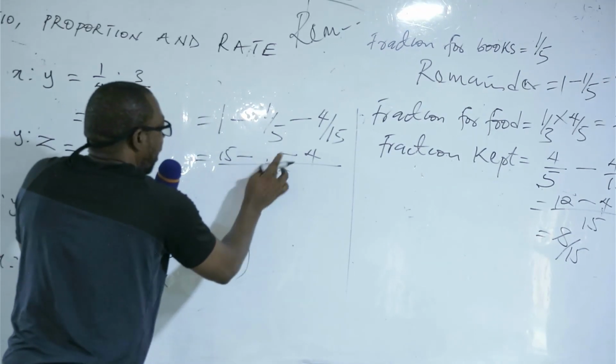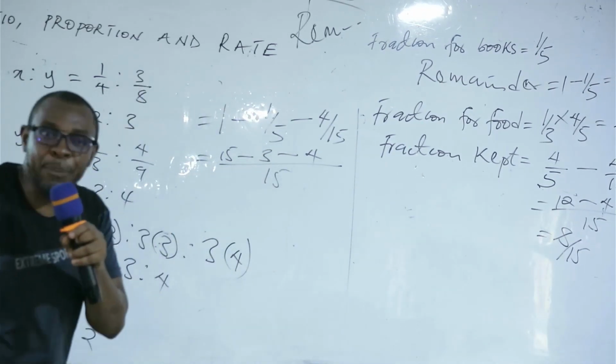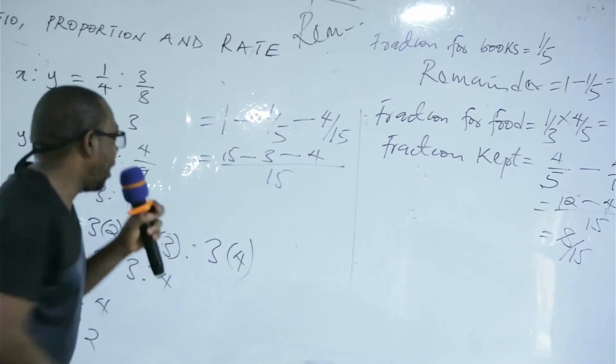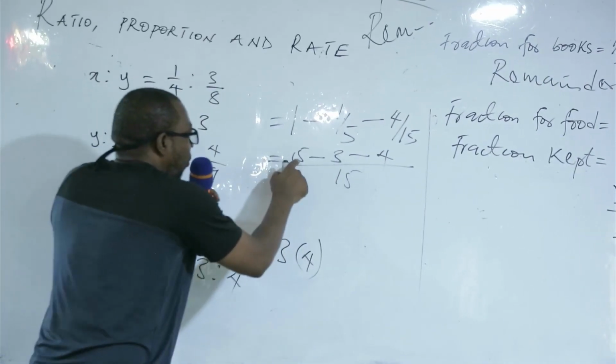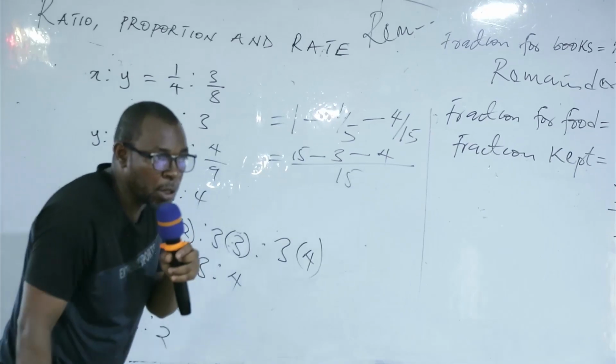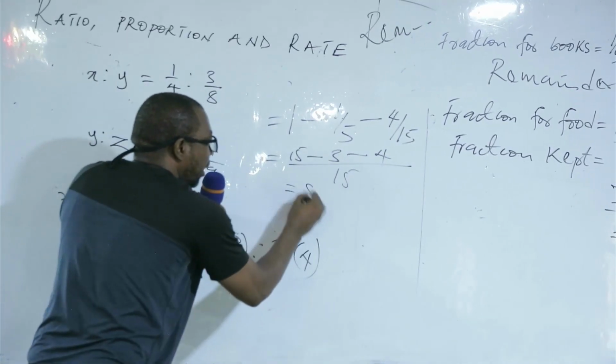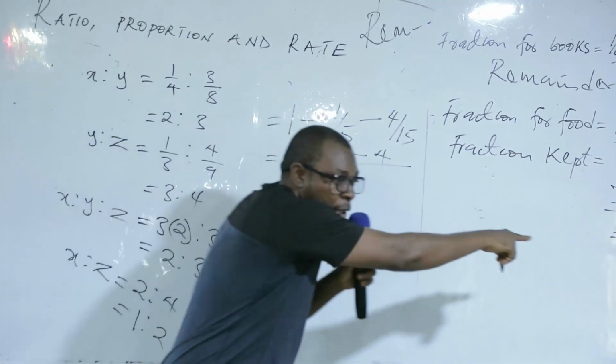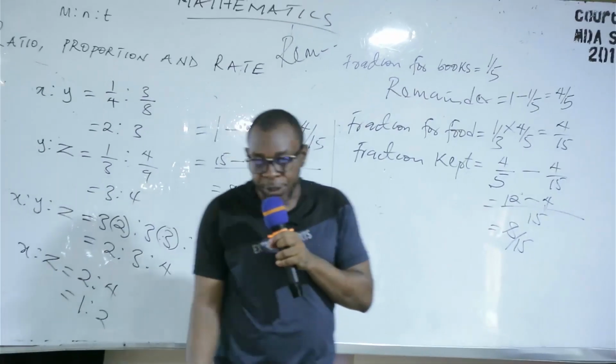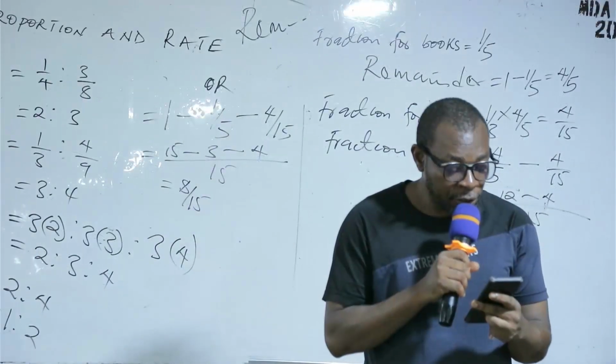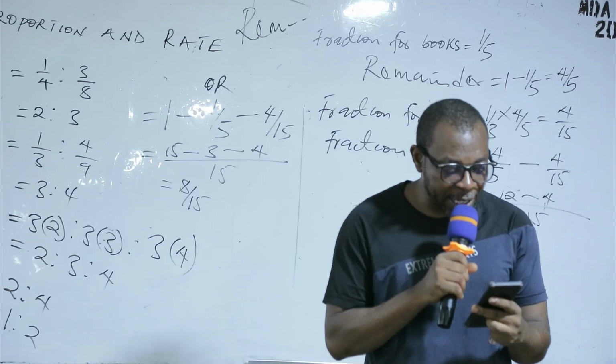Is it 3? Mistake of the marker can be corrected by the duster. Okay, let's go. 15 minus 3 is what? 12 minus 4 is what? We still go back to what? Are you with me?